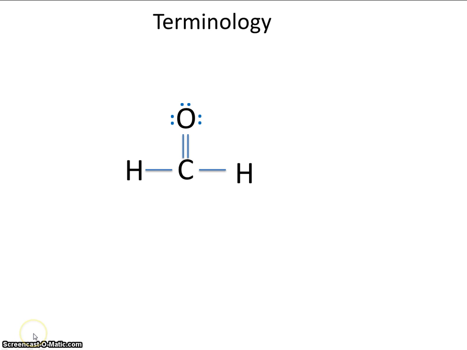Let's look at this molecule here. The atom in the middle, that's called the central atom. And around the central atom, there's other atoms that are arranged: a hydrogen, an oxygen, and another hydrogen. Those atoms are called terminal atoms.